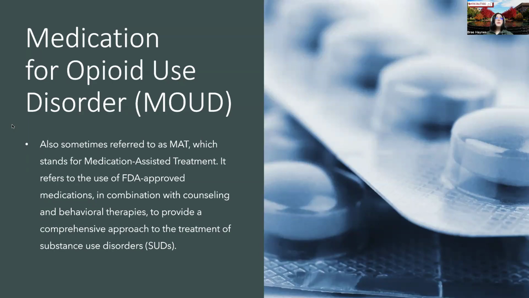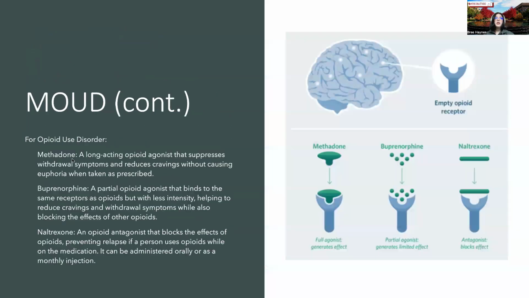Okay, so medication for opioid use disorder, most commonly I hear it referred to as MAT, which is medication assisted treatment, but it just refers to the FDA approved use of medications to treat substance use disorders. And these are examples of some of the medications that are used to treat substance use disorders. And you can kind of see how they block the opioid receptors differently, or if they don't block them, then they might generate that effect. So they basically just work to suppress withdrawal symptoms and reduce cravings, so that people can reduce their use of illicit drugs.